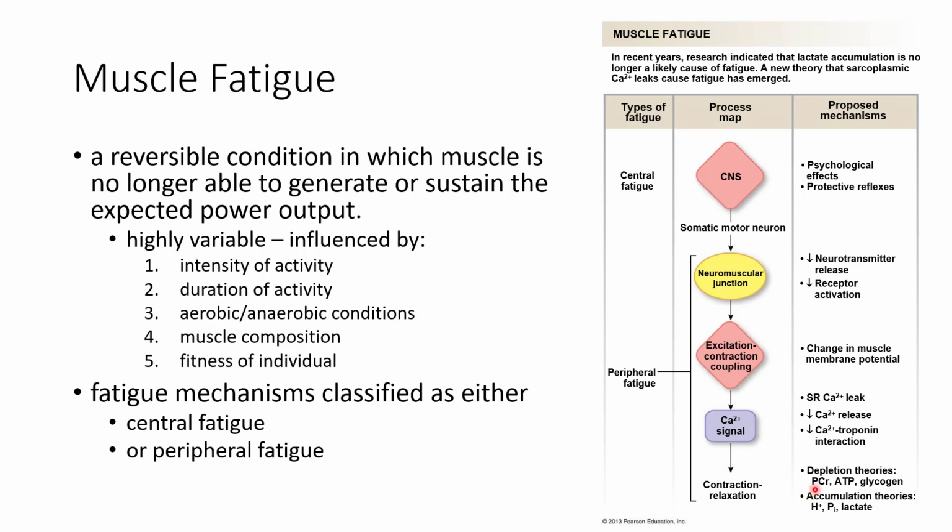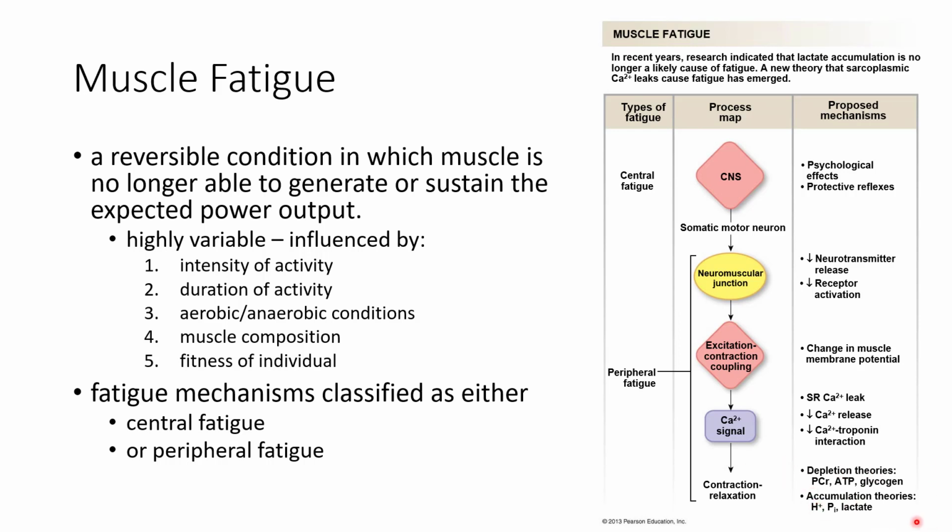And then we have a couple other things that come into play that may influence fatigue, and these can be classified into two categories of what we call depletion theories or accumulation theories. So depletion means we're starting to run out of stuff. So we might be running out of phosphocreatine. We might be running out of ATP. We might be running out of glycogen, which generates our ATP, right? Those things would lead to depletion.